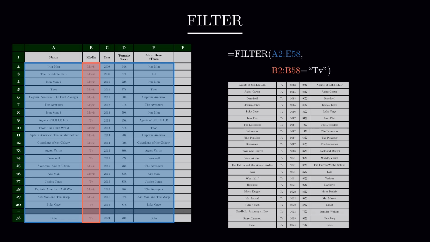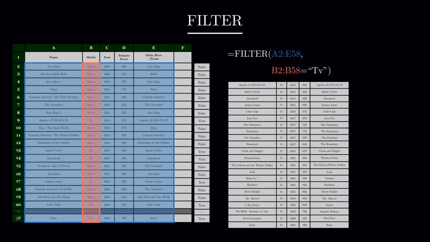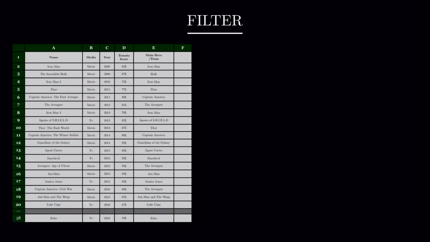The way that this works is that this second argument is actually a dynamic array. By using the statement these values equals TV, we're actually returning a dynamic array with as many rows as there are values we're passing into it, where it's true where it's a match, and where it's false where it's not. In this case, false where it's a movie.